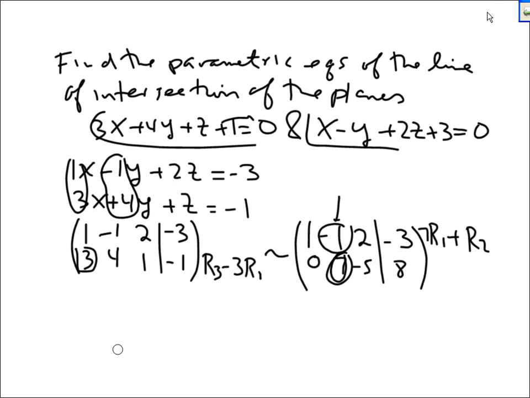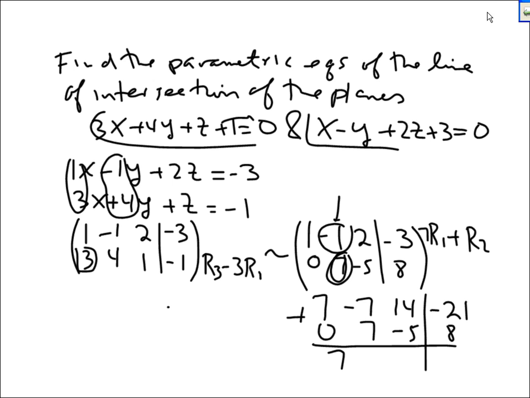Maybe on the right side, I'll do this work. 7 times row 1 is that set of numbers. And row 2 is that set of numbers. And if I happen to add these, I happen to get this. So row 1 is 7, 0, 9, negative 13, and row 2 did not change.